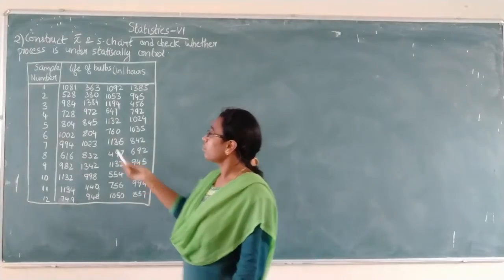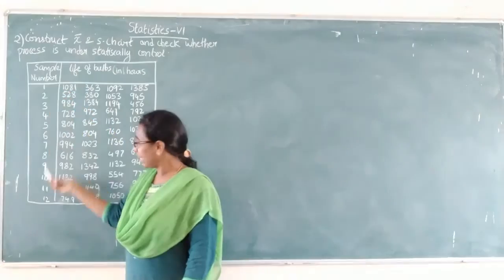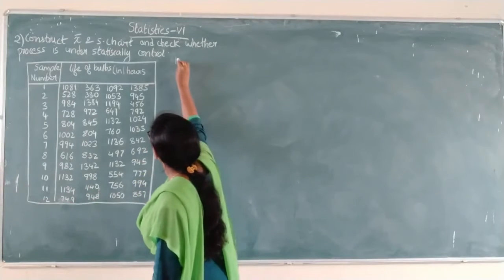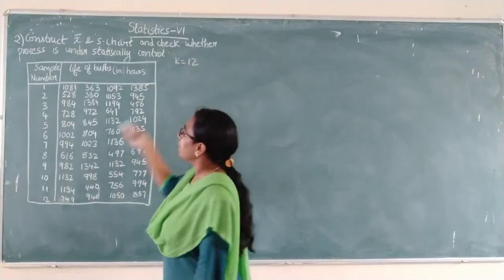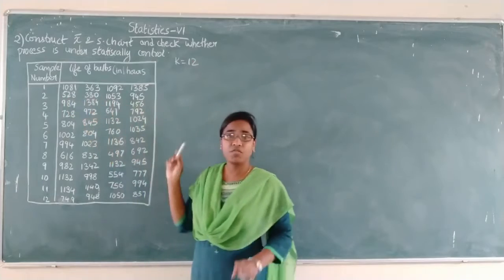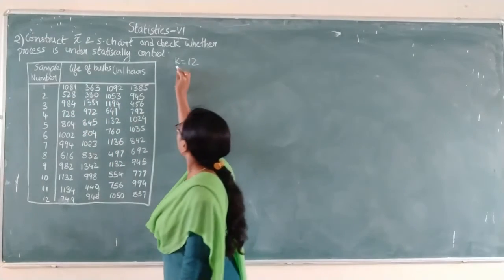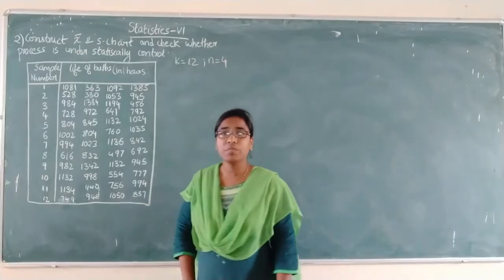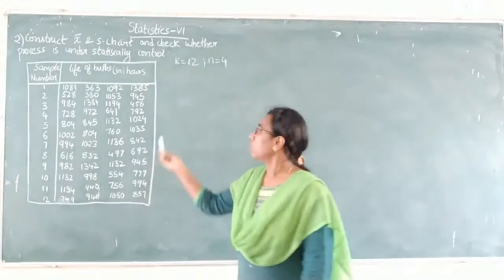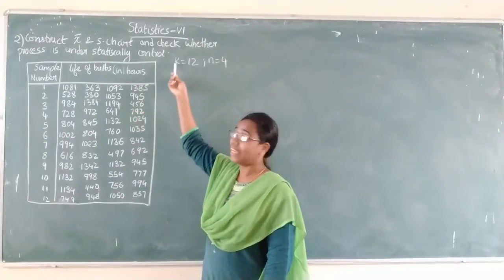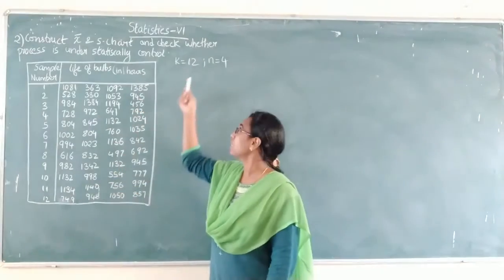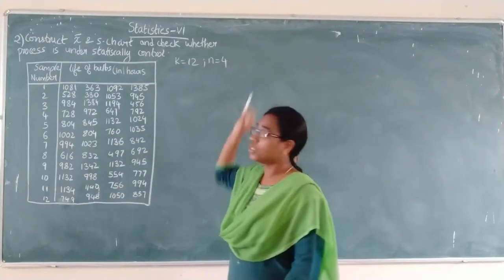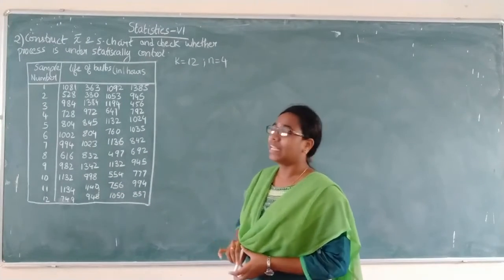So here also there are K samples, that is 12 samples. So K value is equal to 12, and in each sample we are having 4 values. So that means N value is equal to 4. In our previous problem, N value was 5. Here the N value is 4 and K is the number of samples, that is 12. So after getting K equals 12 and N equals 4, what do we have to calculate?